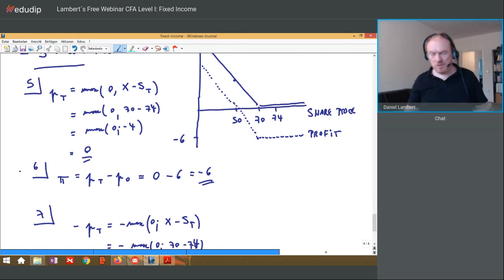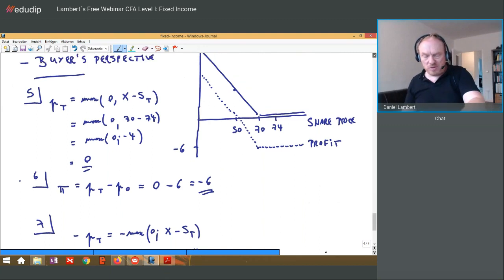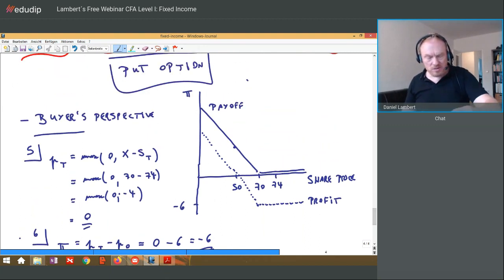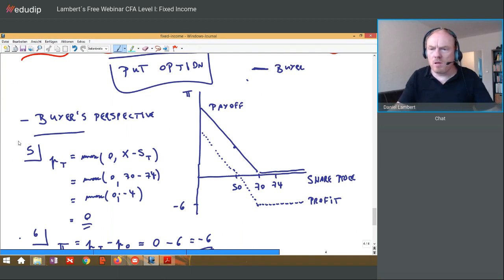But the profit is different. The blue one is the perspective of the buyer, and looking at the seller now, let's just try to paint the seller in red.